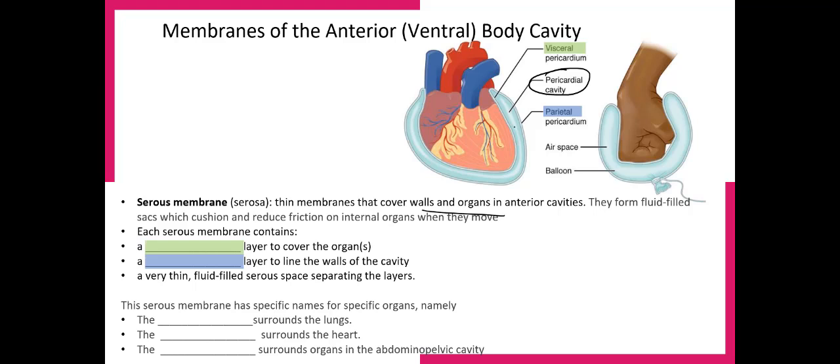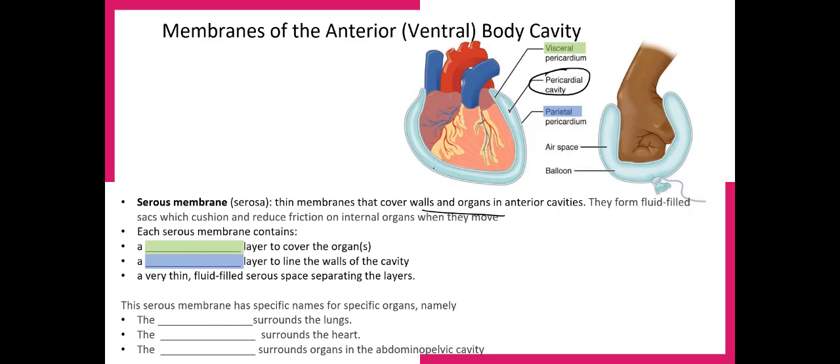So the pericardial cavity that surrounds the heart contains pericardial fluid, and that reduces friction as the heart is always moving. Every time a heart beats, contracts and relaxes, it's moving. And so it would produce heat and friction in the absence of the pericardial cavity.